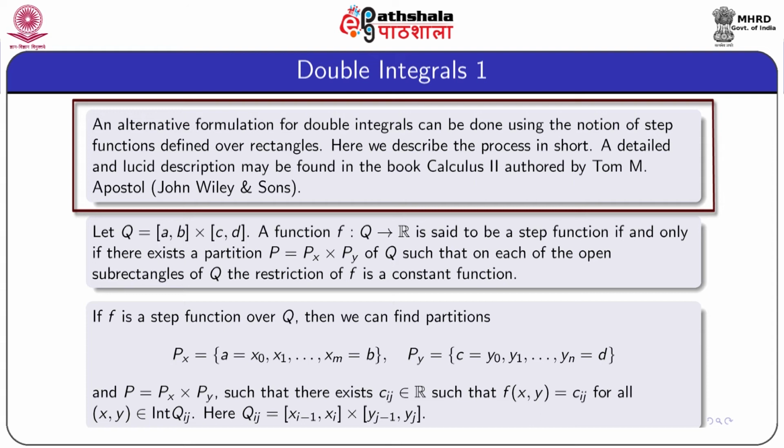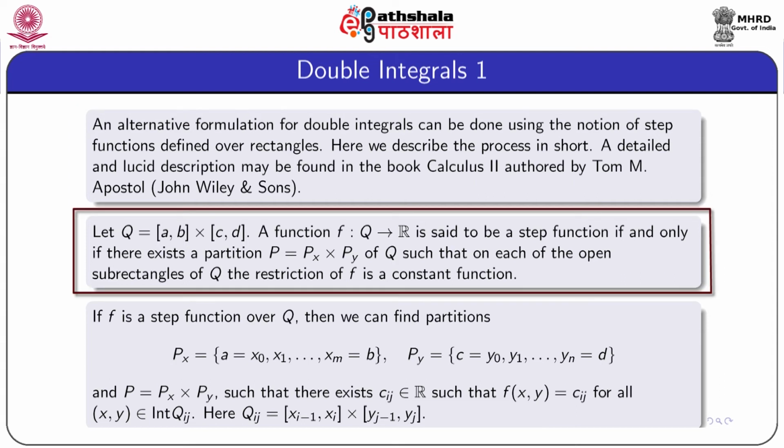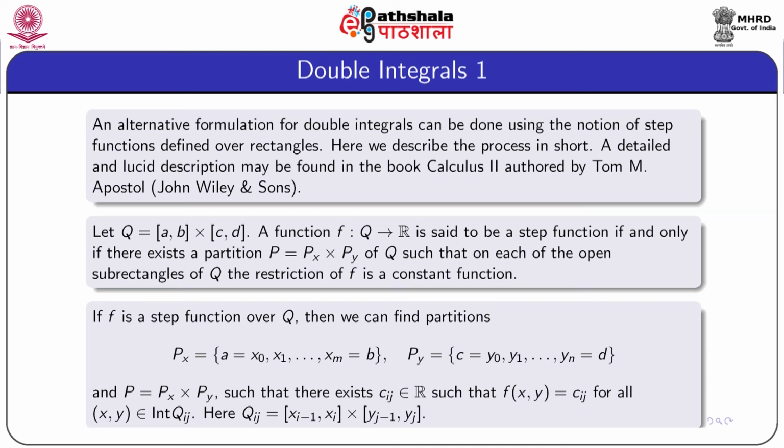Here we describe the process in short. A detailed and lucid description may be found in the book Calculus 2 by Tom M. Apostol. Let Q equal to [a,b] cross [c,d]. A real valued function defined over Q is said to be a step function if and only if there exists a partition P equal to Px times Py of Q such that on each of the open subrectangles of Q the restriction of f is a constant function.